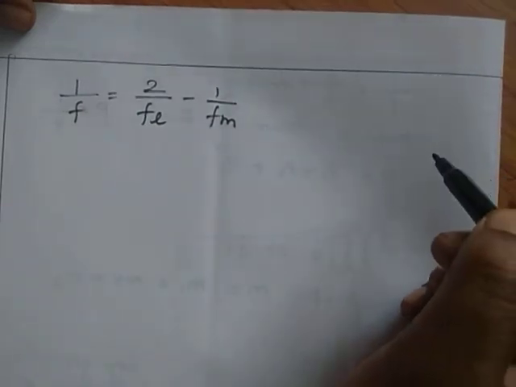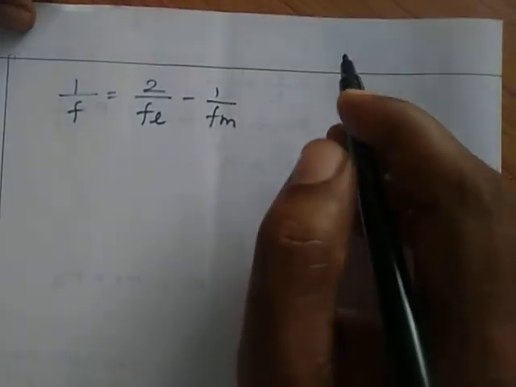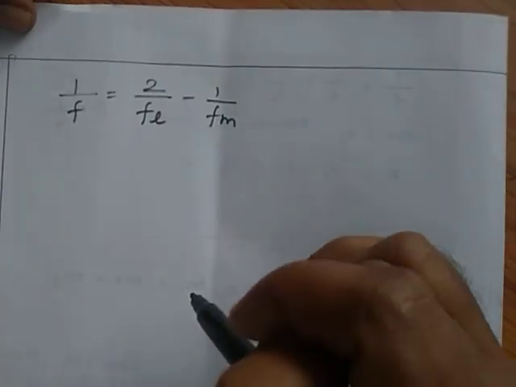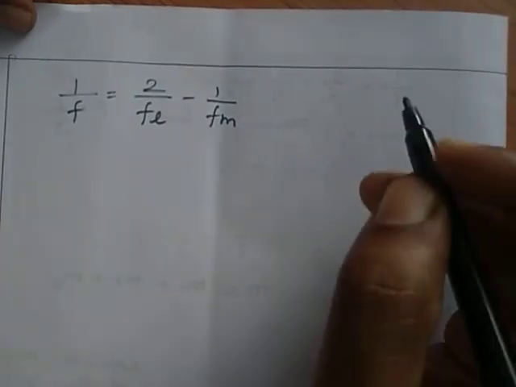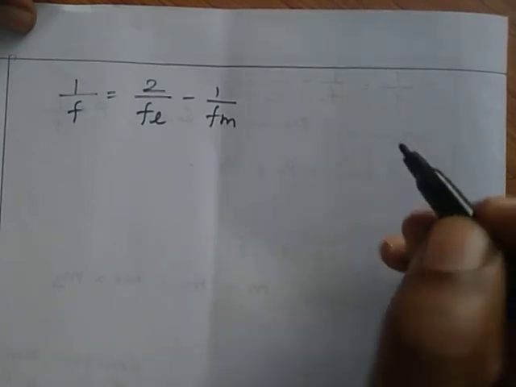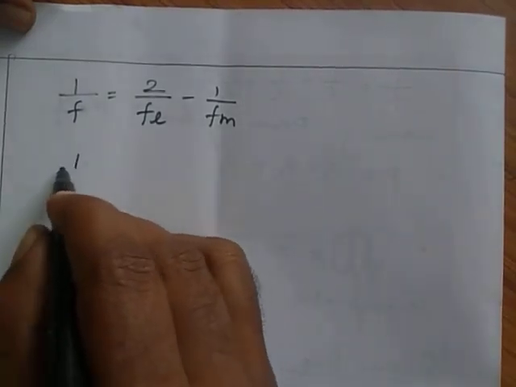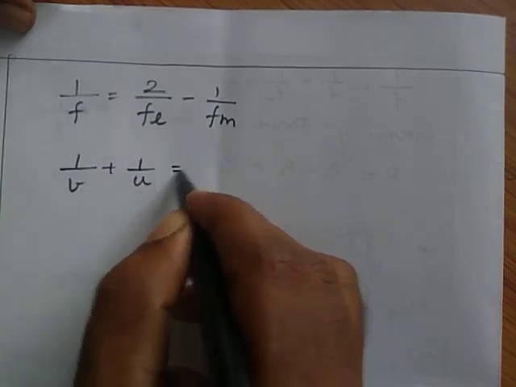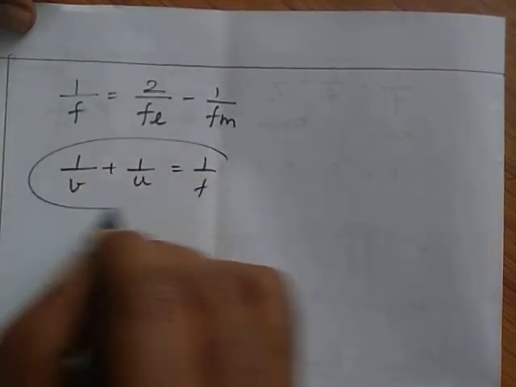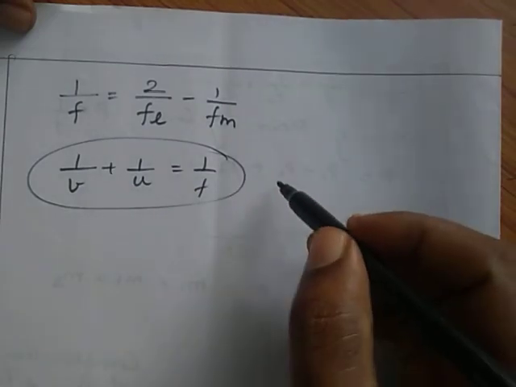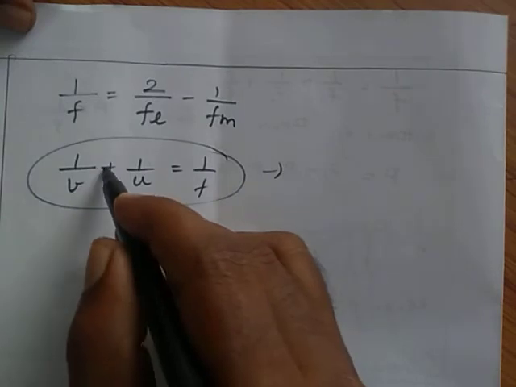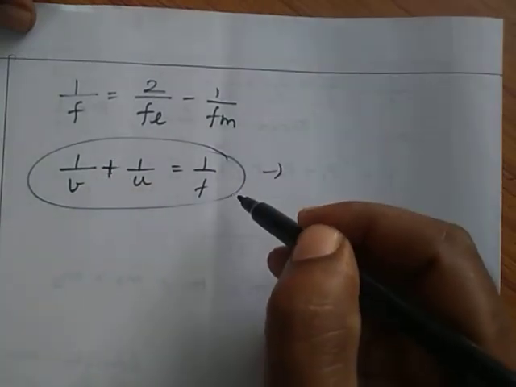Suppose the object distance is U and the image distance is V, then we can write the mirror equation. We know 1 by V plus 1 by U is equal to 1 by F. See, the entire silvered lens behaves as a concave mirror, so that is the equation for that mirror.